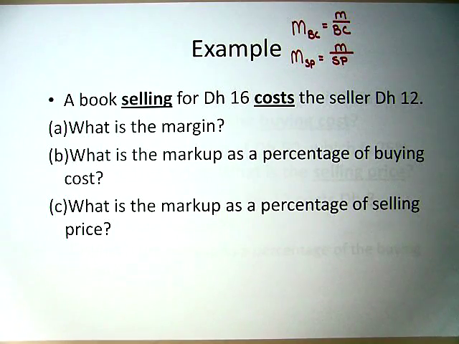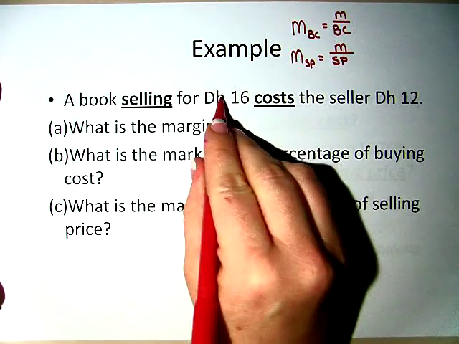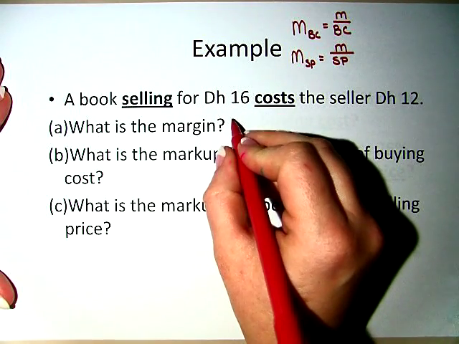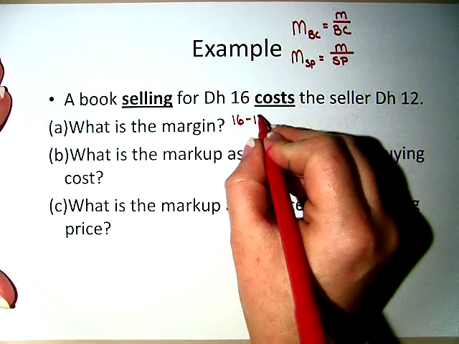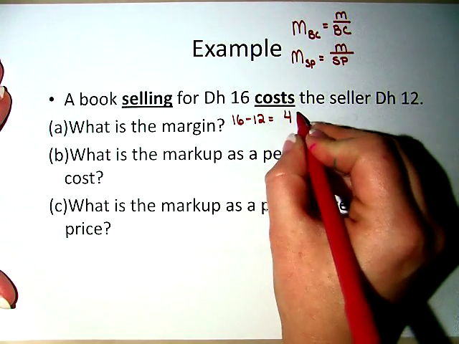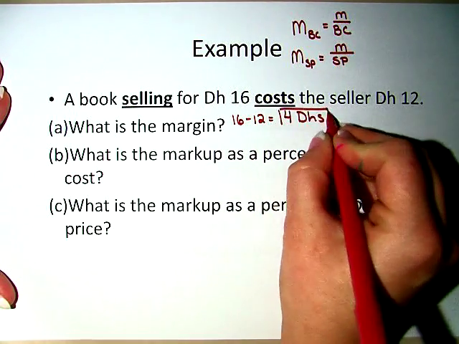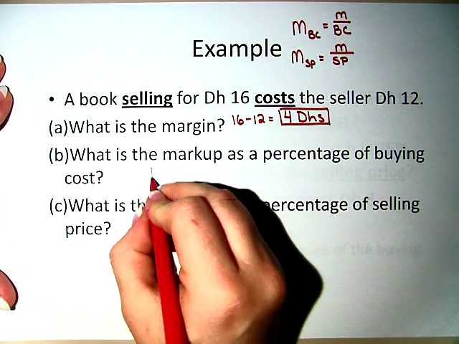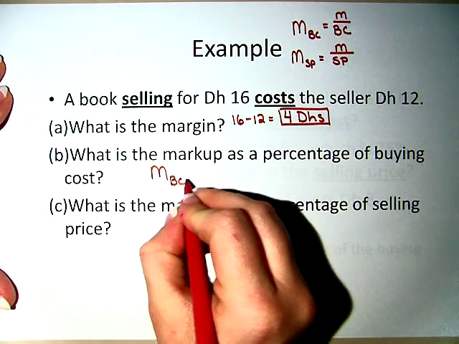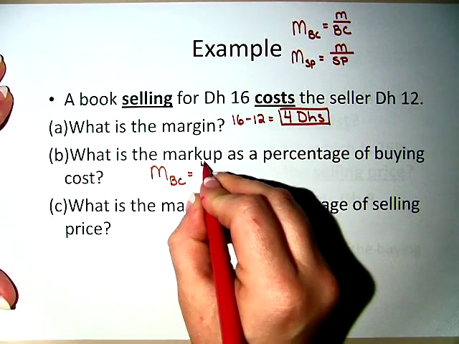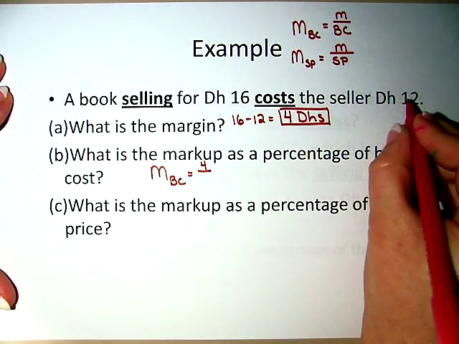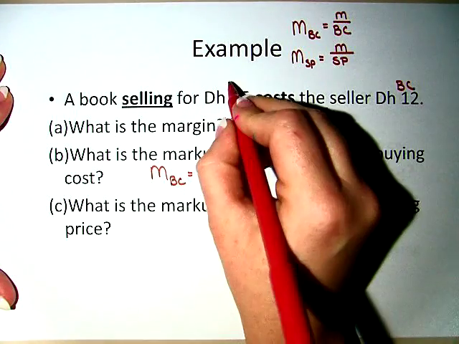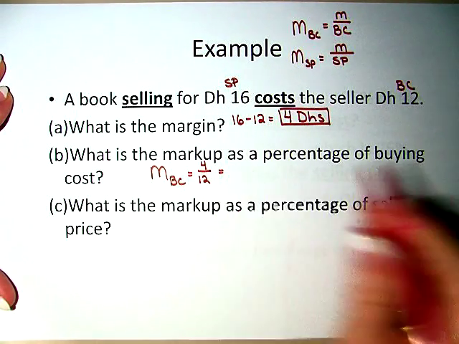for our final answer. A book selling for 16 dirhams cost the seller 12 dirhams. So the margin would be 16 minus 12, or 4 dirhams. What is the markup as a percentage of buying cost? So the markup as a percentage of buying cost would be our markup, 4 dirhams, and the buying cost is 12 dirhams. So buying cost, selling price, and 4 over 12.